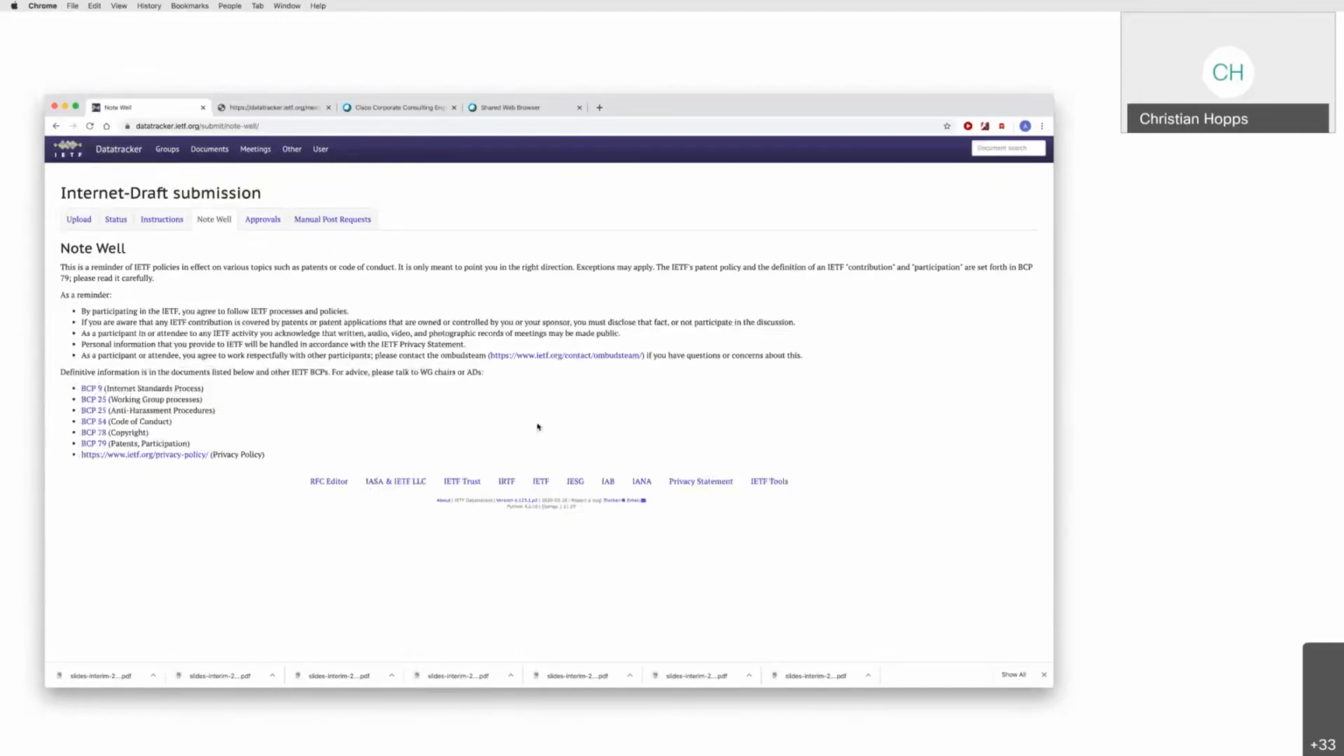This is the Note Well slide that we all need to read and understand. Primarily what it's saying is that by participating in this meeting, just like a normal face-to-face meeting, you agree to follow the IETF process and policies. All those other things that it lists there on your screen: if you're aware of contributions covered by patents or patent applications, you must disclose this fact or not participate in the discussion.